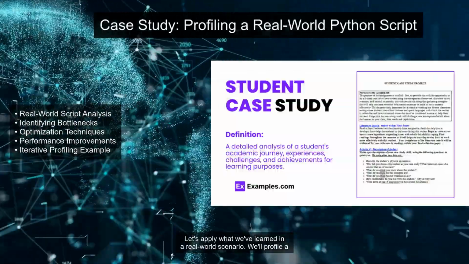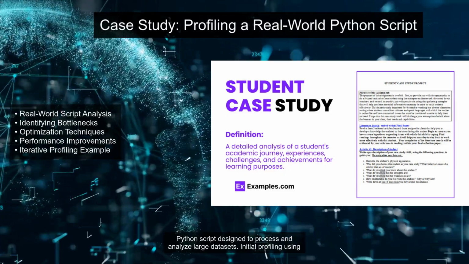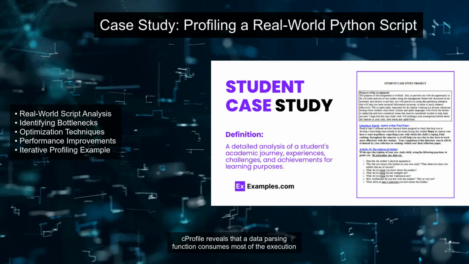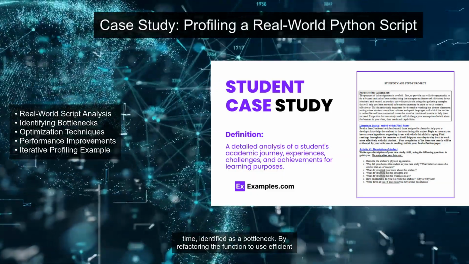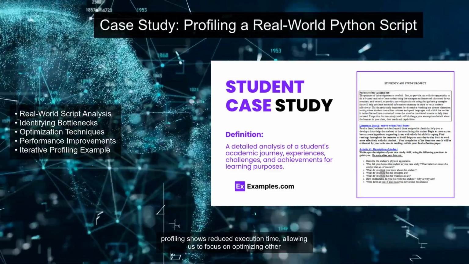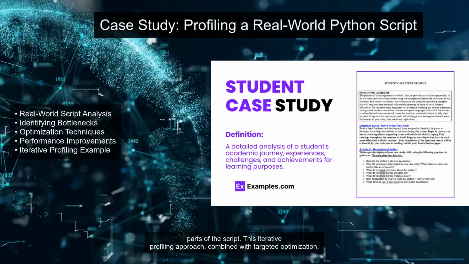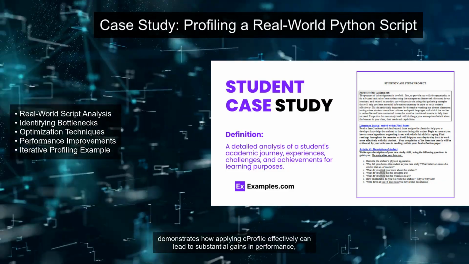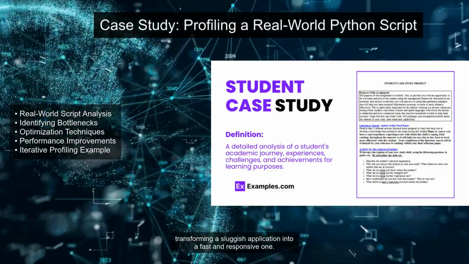Let's apply what we've learned in a real-world scenario. We'll profile a Python script designed to process and analyze large datasets. Initial profiling using cProfile reveals that a data parsing function consumes most of the execution time, identified as a bottleneck. By refactoring the function to use efficient parsing techniques and leveraging built-in libraries, we achieve significant performance improvements. Further profiling shows reduced execution time, allowing us to focus on optimizing other parts of the script. This iterative profiling approach, combined with targeted optimization, demonstrates how applying cProfile effectively can lead to substantial gains in performance, transforming a sluggish application into a fast and responsive one.